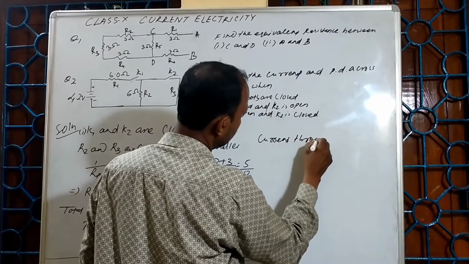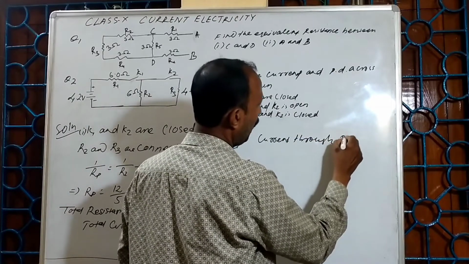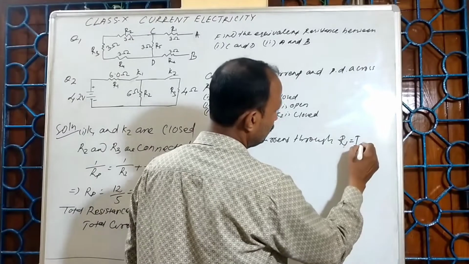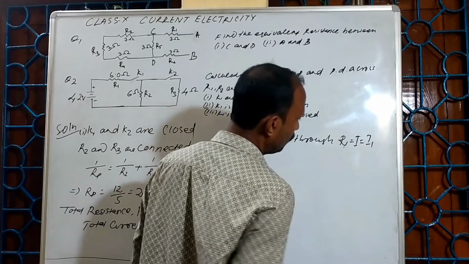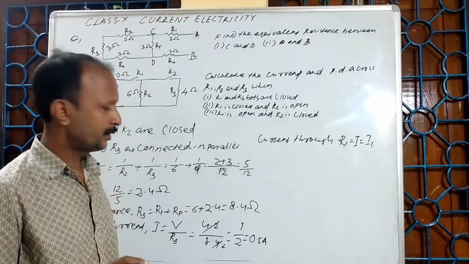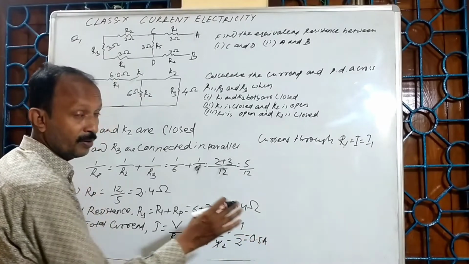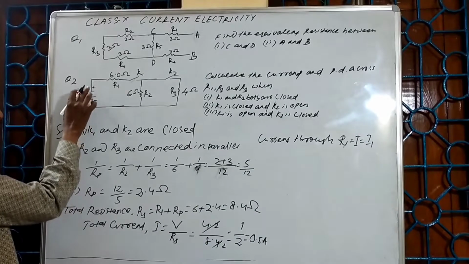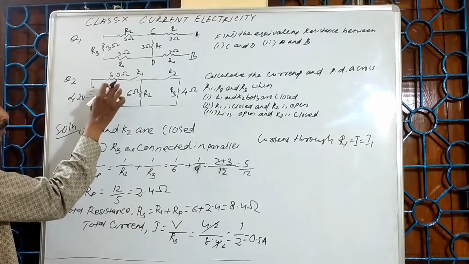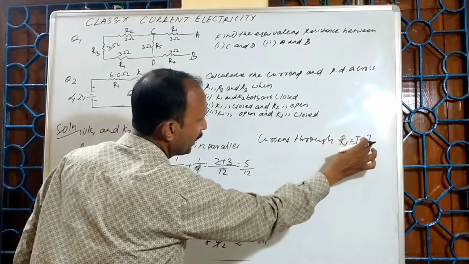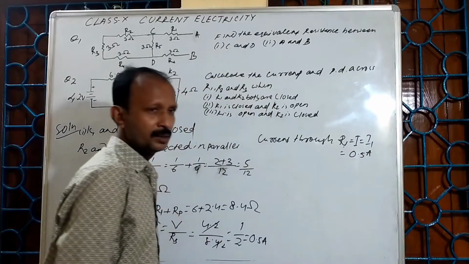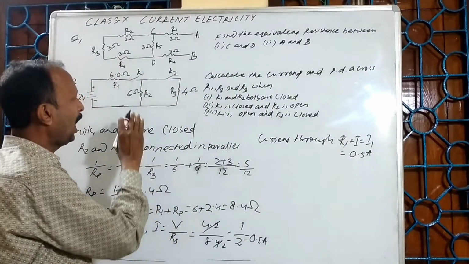Current through R1 is equal to the total current, so I1 equals I. Already you know the total current is 0.5 ampere. When the current flows through this cell and through R1, the total current is also equal to I1, which means I equals I1. I can write this is equal to 0.5 ampere. This is the current through R1.